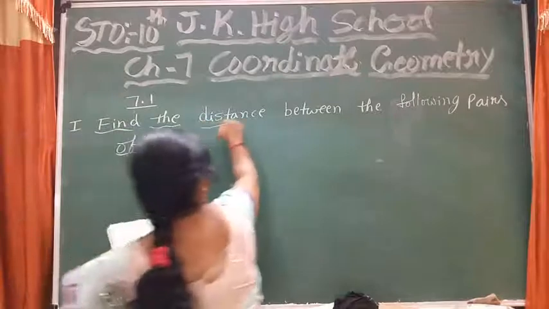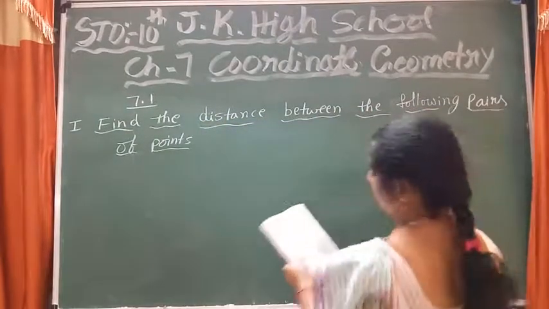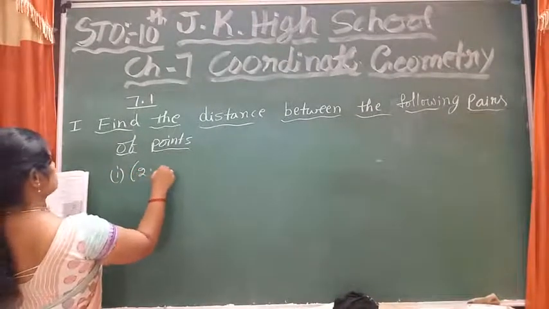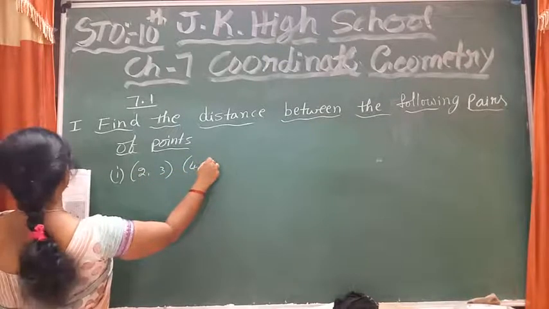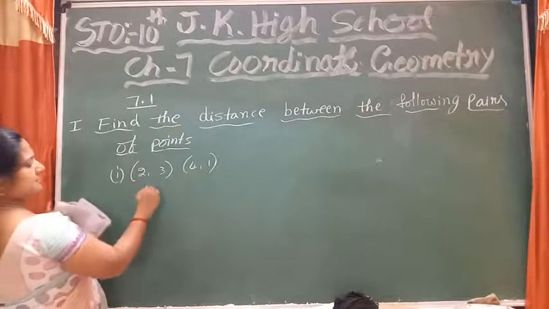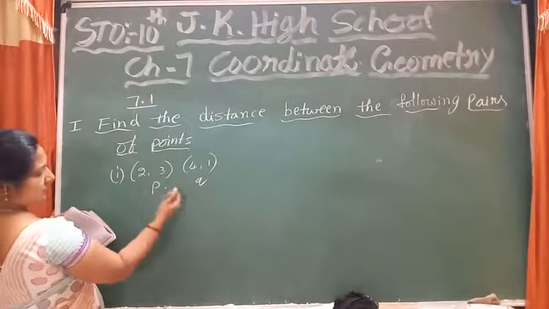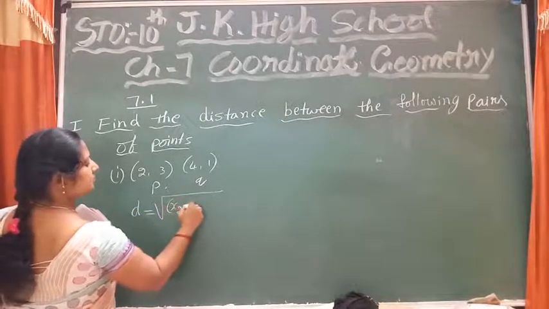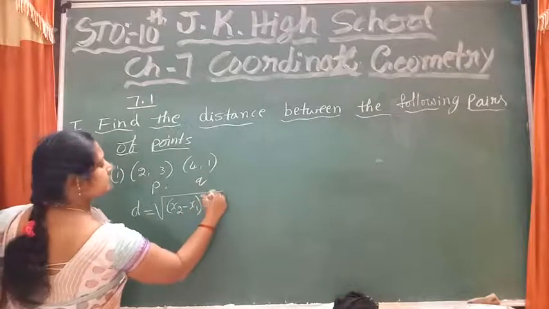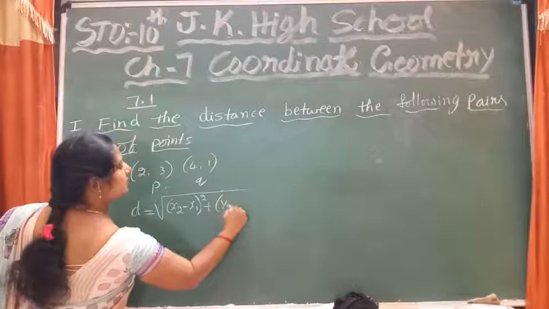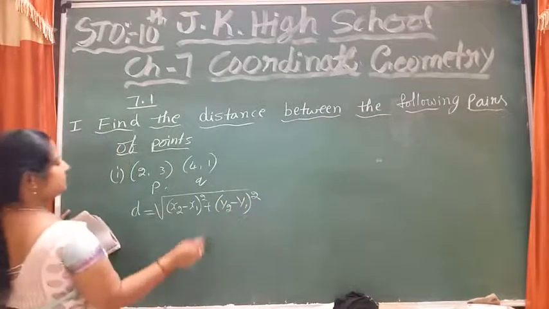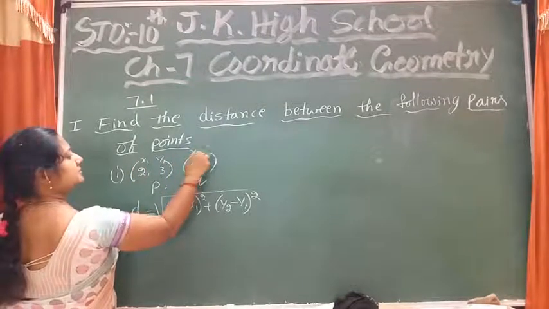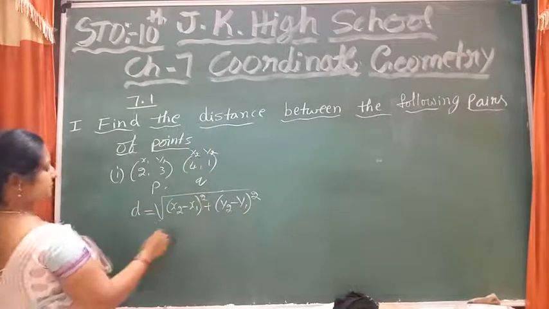Okay children? So the first question in this heading: I have to find the distance between the first point with coordinates 2, 3 and the second point with coordinates 4, 1. So you think this is the P point and the Q point. What is the distance formula to find the distance between these 2 points? It is the square root of (x2 minus x1) whole square plus (y2 minus y1) whole square. This is the formula actually, so you have to write it. It becomes very easy for you. Write it here: x1, y1, x2, y2. It becomes easy for you to substitute in this formula.